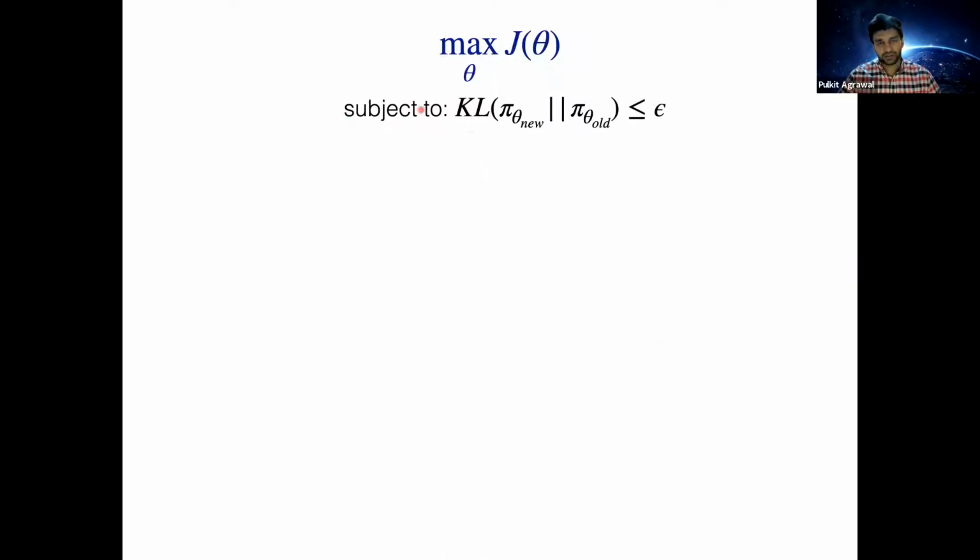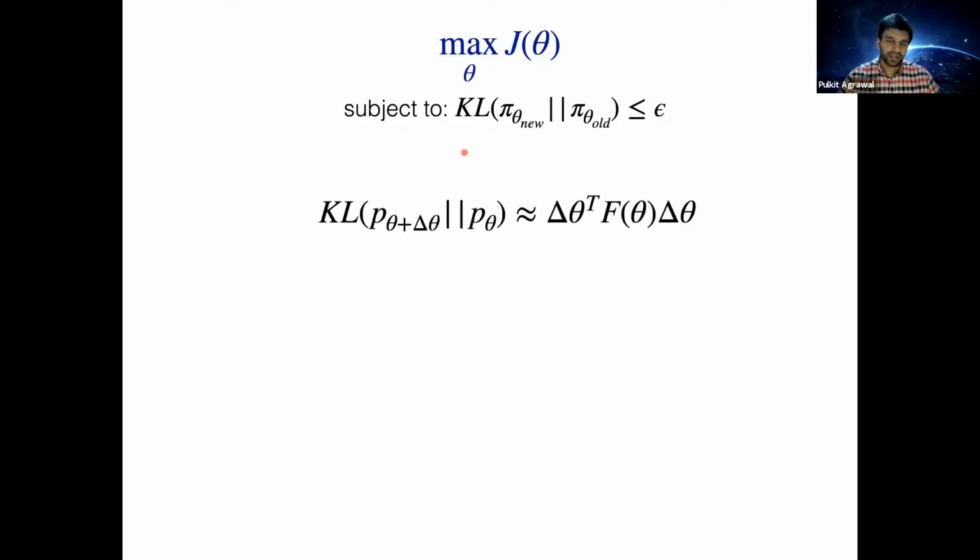So it turns out that directly optimizing this constraint can be a bit tricky. There are different ways in which this is done. One way is to make an approximation of the KL divergence term. If delta theta is small, then we can write the KL divergence as a projection of the parameters theta with respect to a matrix F.